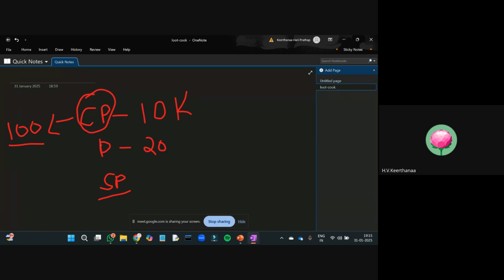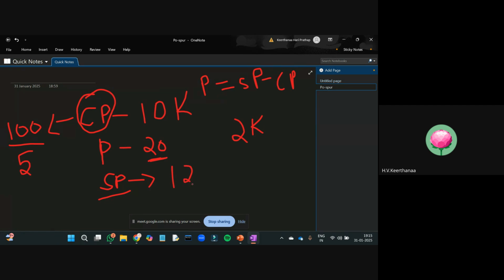Now, what is the profit? It is 20%, so that is nothing but CP by 5. CP by 5 is the profit. So this by 5 would be 2000, right? 2K. So 2K is your profit. Now the selling price will be nothing but 10K plus 2K, because as you know, profit is SP minus CP. So you just add these two to get the SP, which is 12K.